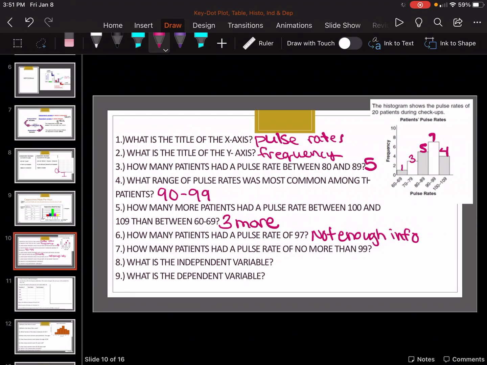How many patients had a pulse rate of more than 99? So that's going to be 4 because that's that higher range. Independent is your X, so the pulse rates. And then the dependent is the frequency.